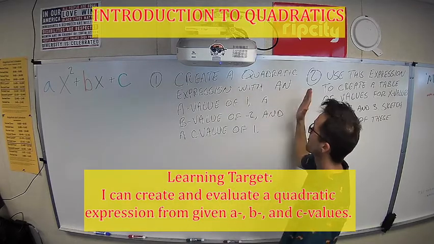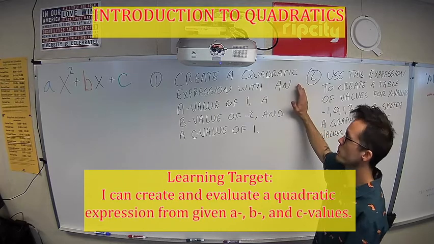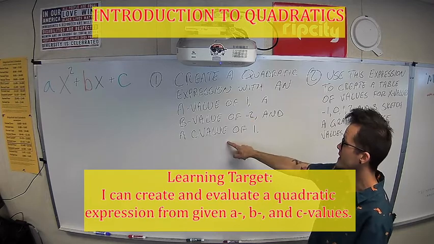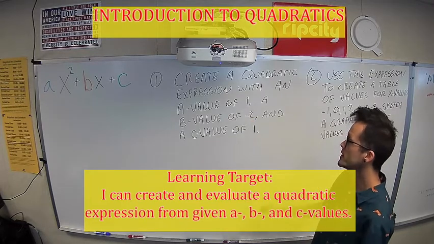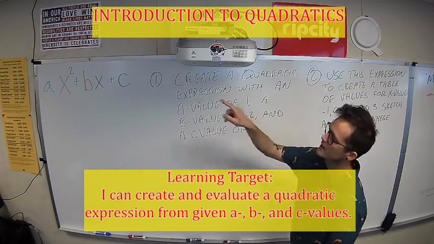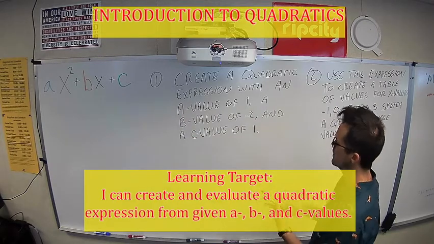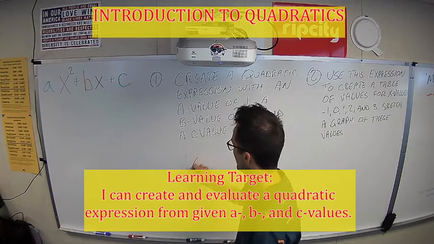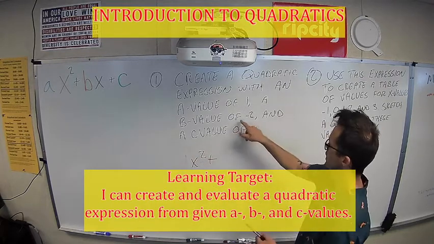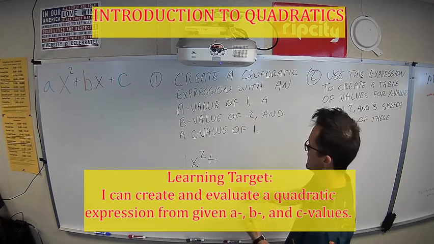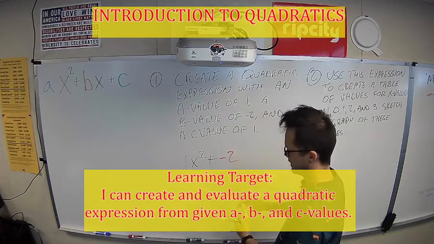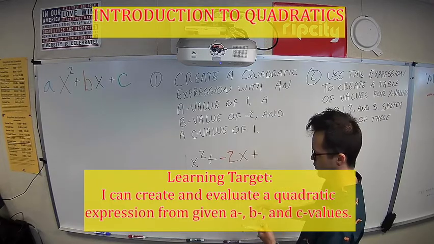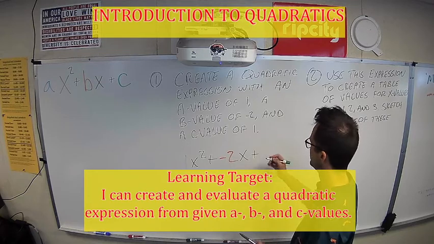So, for example, this question here says, create a quadratic expression with an a value of 1, a b value of -2, and a c value of 1. So to do this, all we need to do is plug our a, b, and c in where we see a, b, and c. So this one says we have an a value of 1, so we're going to have 1x squared plus our b value here. Our b value is -2, so we're going to plug in -2 for b, and our c value is also 1, so we're going to add that piece.